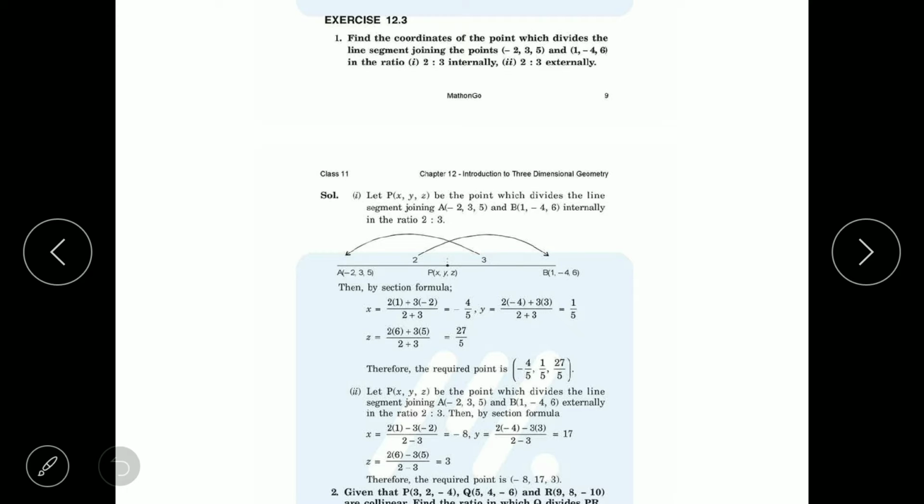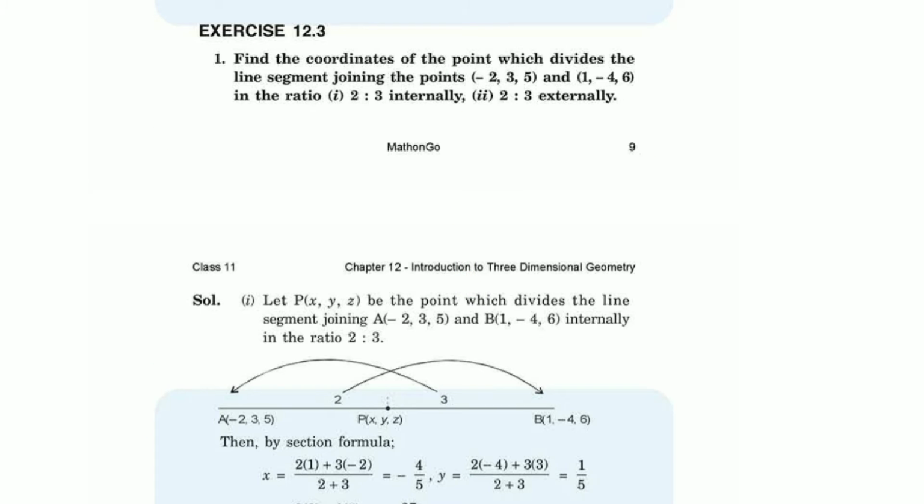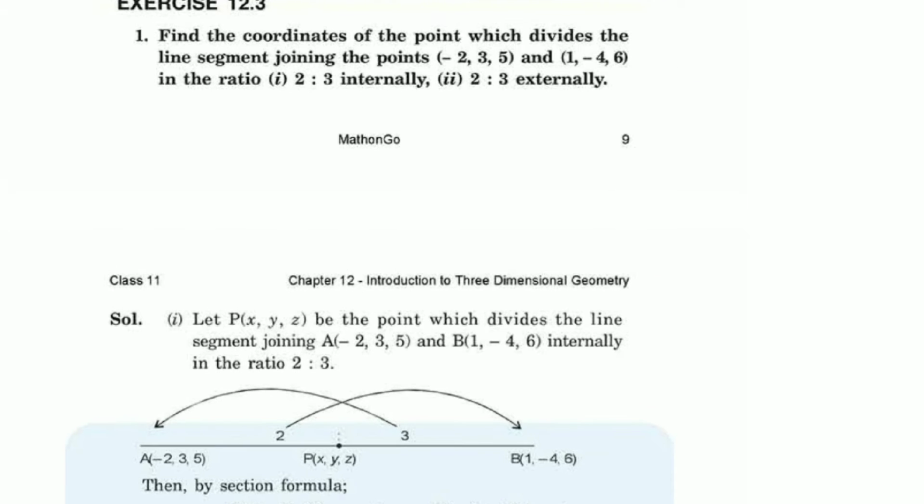Next, let us begin with the exercise. Exercise 12.3, question number 1. Now, what is the question? Let us see here. Find the coordinates of the point which divides the line segment joining the 2 points. 2 points are given to you. In the ratio, there are 2 sub-questions. Number 1, 2 is to 3 internally, and number 2, the second question, 2 is to 3 externally.